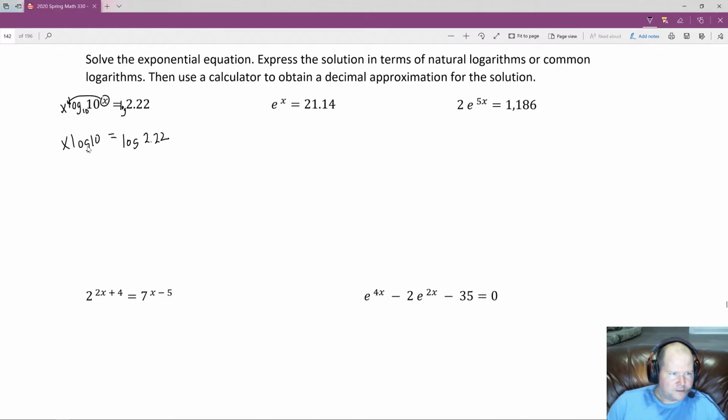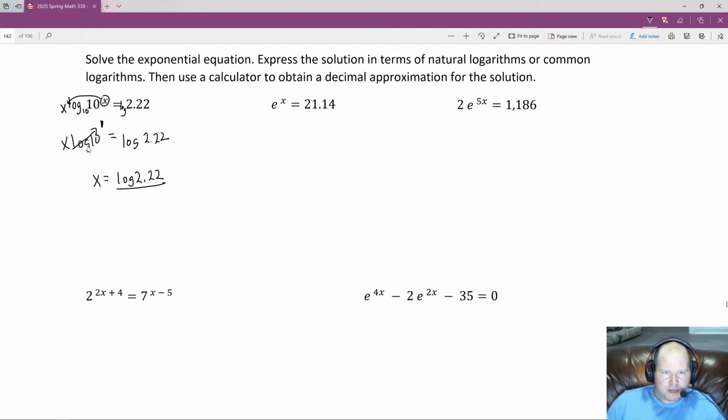2.22. Now at this point, the entire log of 10 turns into a 1, right? That should make sense because 10 to what power is equal to 10? 10 to the first power. If the base and the argument are the same, you end up with a 1. And 1 times x is just x. So we end up with x is equal to log of 2.22. Normally at this point you would plug this into your calculator and get an approximation, but I'm just going to leave it as the exact answer, and then you can try that on your calculators.